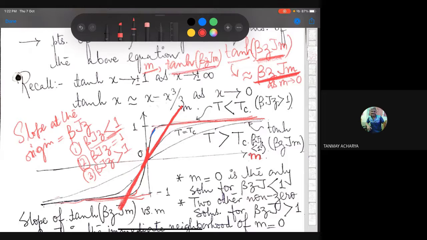I can close my eyes and say that when m goes to plus infinity, tanh(beta Jz m) has to go to 1. Doesn't matter what you do, because that's a property of the tanh function. The curve here has to have the value plus 1, and here it has to have the value minus 1. That I cannot do anything about.